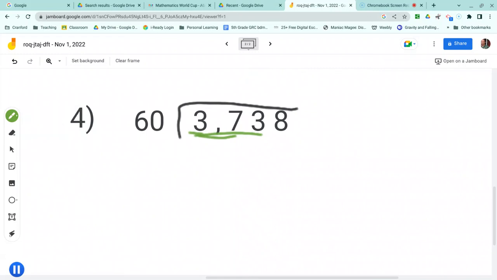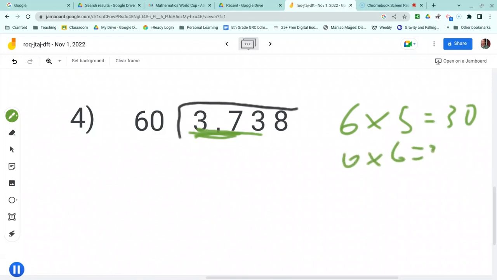So, I know that 6 times 5 is going to give me 330, right? Here's my thinking on here. 6 times 5 is 30. I know 6 times 6 is 36. So 60 times 6 equals 360. That's my thinking as I solve this problem. So it is going to have to be a 6. And make sure you notice where I write my 6. So 360.